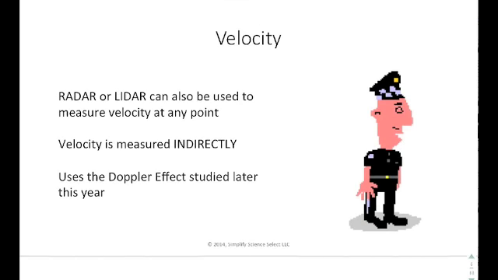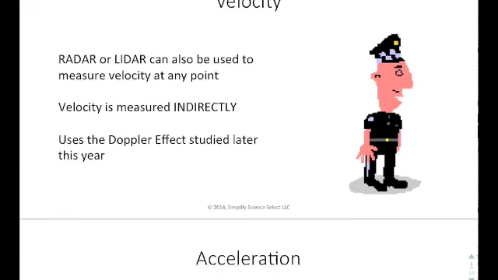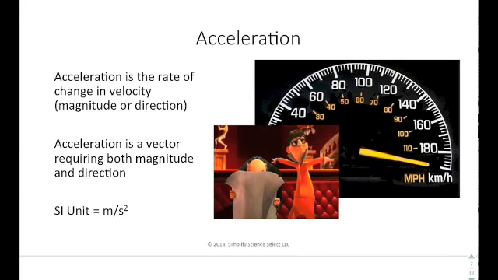So velocity can also be measured directly with a radar or a LiDAR. Once again, it's not really directly, it's using something just a little bit different. But velocity can also be measured indirectly, and that's using the Doppler effect, which we'll look at when we talk about waves.